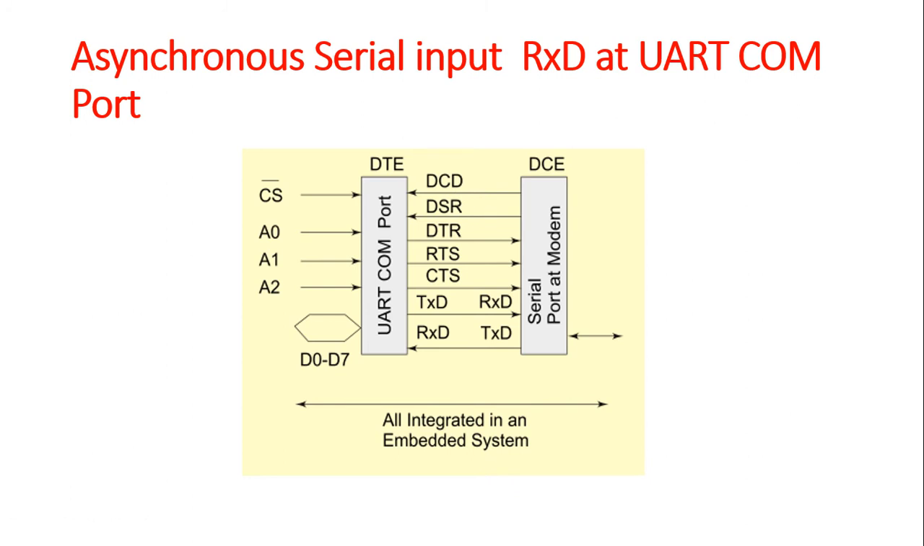The process starts like this. The data carrier detect will send the pulse to the UART COM port and the data set is ready to transfer. If the data set ready is received at the UART port, then the ready to send will send the pulse, and then clear to send acknowledges the pulse, and the data transmission will be started. So instead of using the clock pulses, we are using this kind of handshaking signal. So all integrated in the single embedded system.